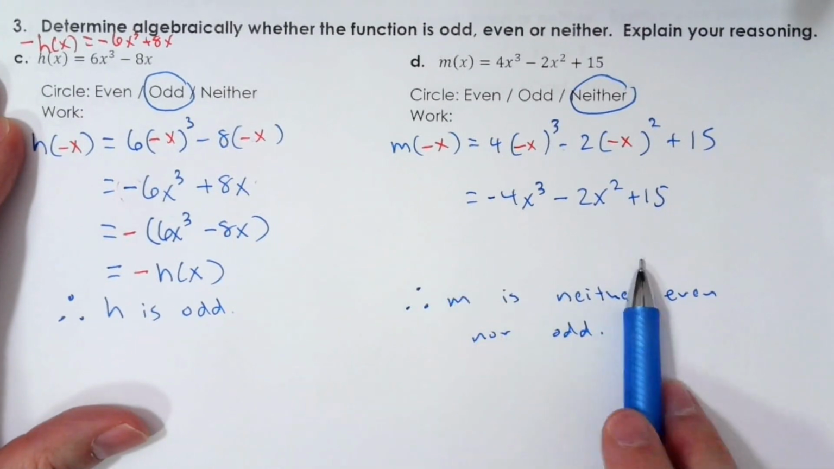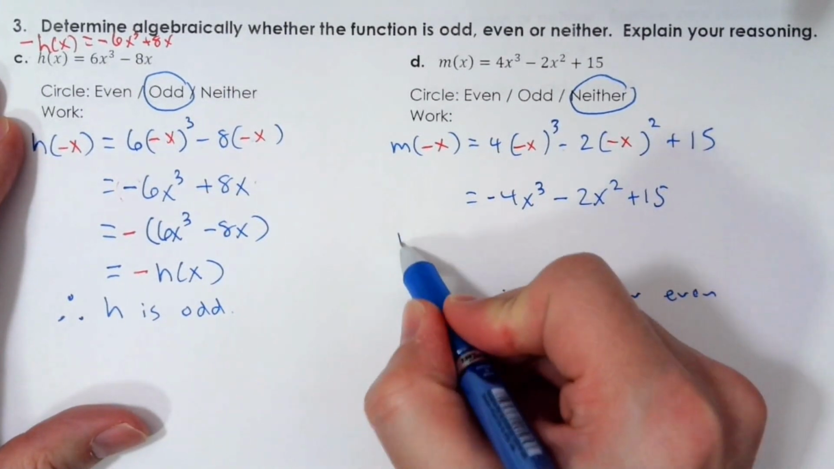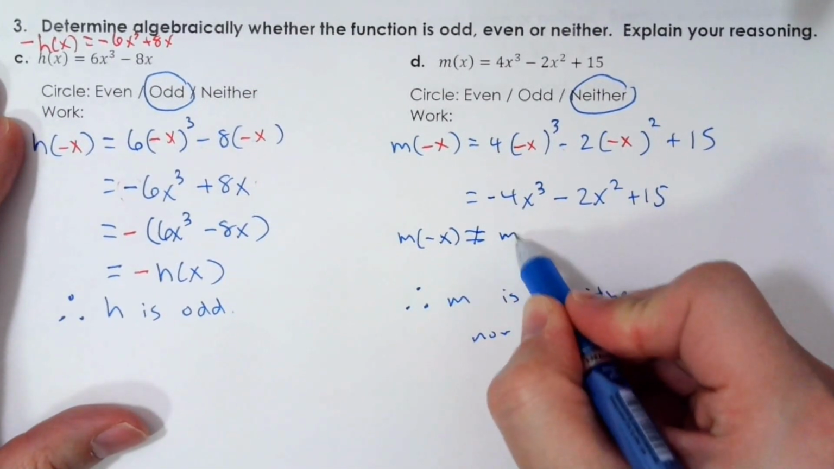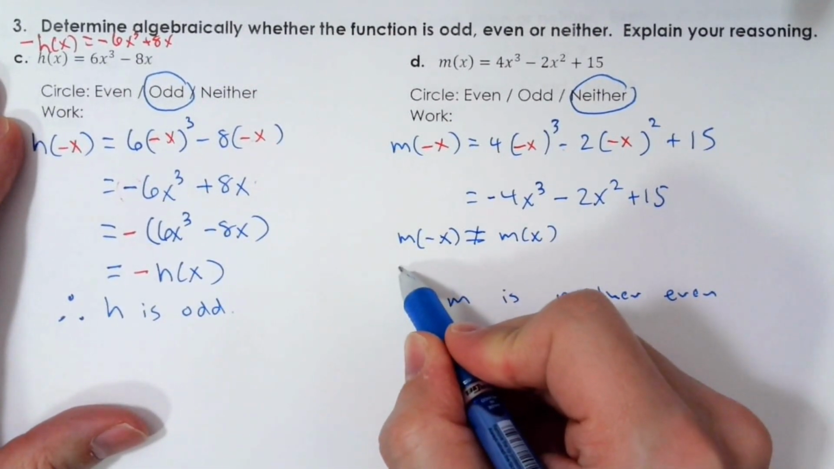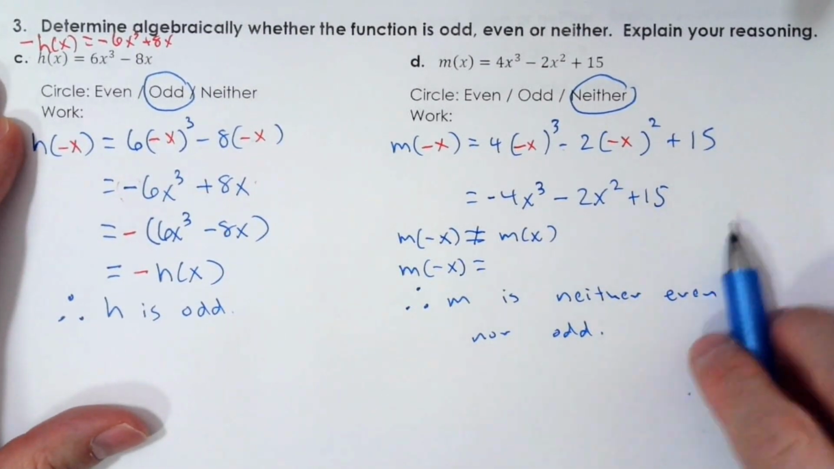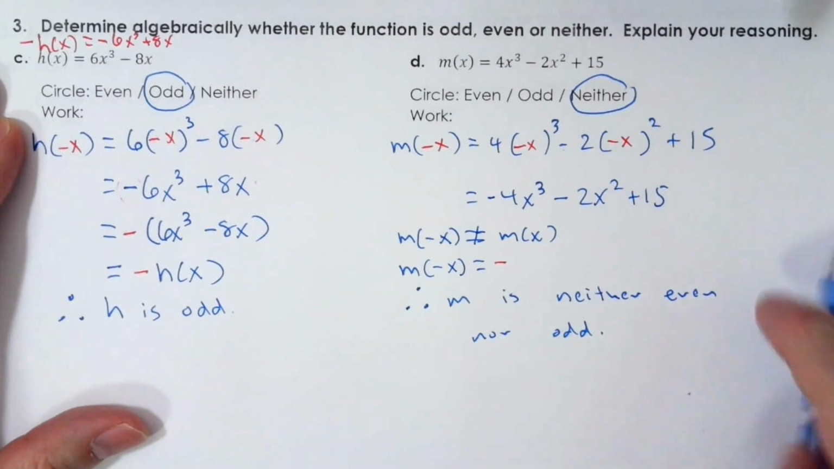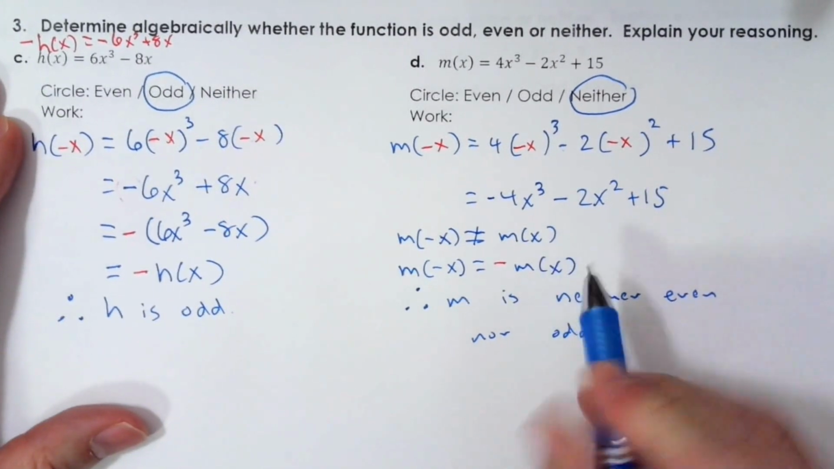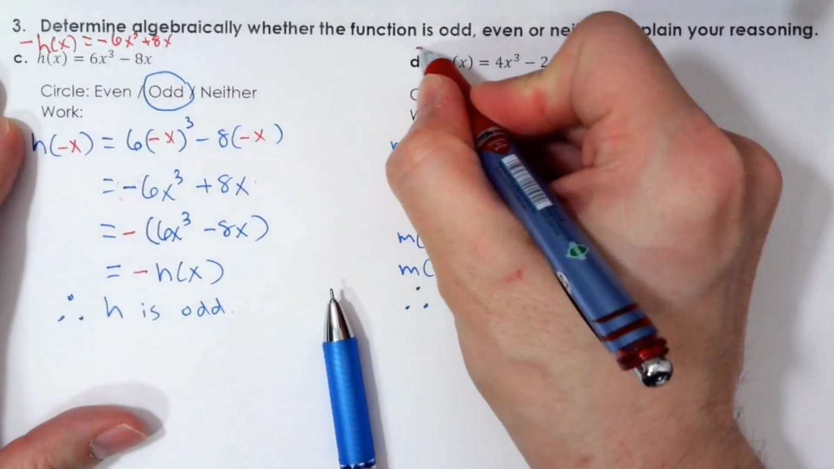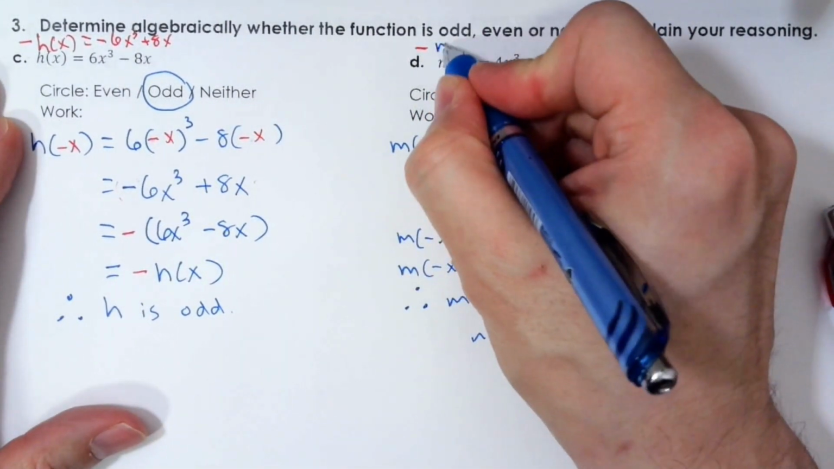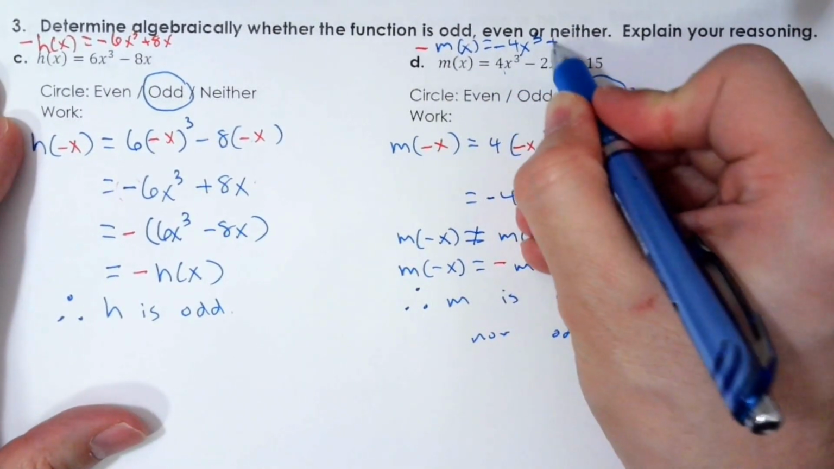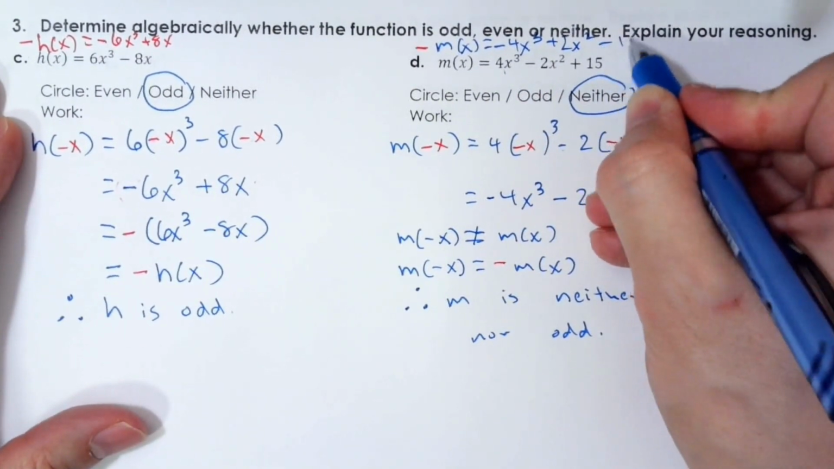Now, what else could we put here if we wanted to? It's clear that m of -x is not equal to the original. We can also say m of -x is not the opposite of the original. Now, what is the opposite of the original in this case? The opposite of m. You'd reverse the sign in every term: -4x cubed plus 2x squared minus 15.